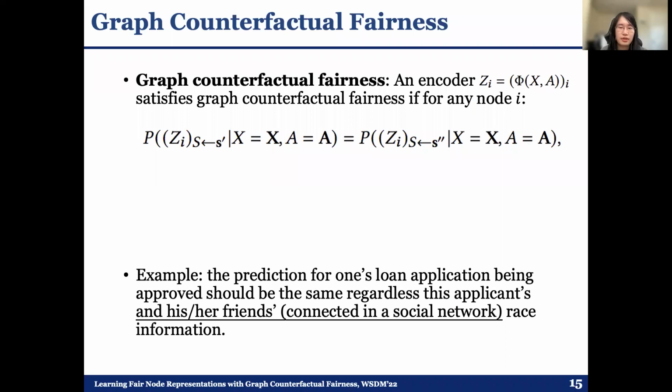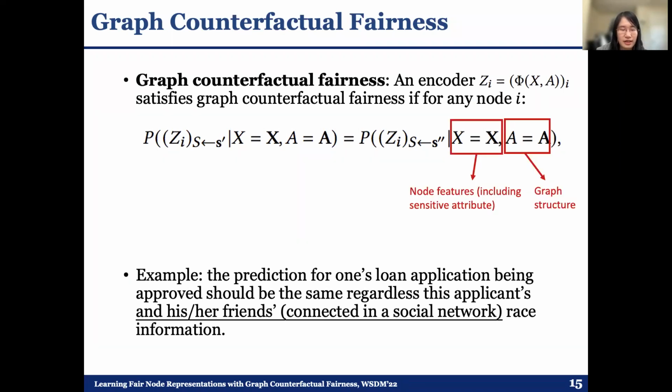So considering these cases in this paper, we propose a fairness notion to extend the counterfactual fairness notion on graphs. Here, an encoder should satisfy graph counterfactual fairness if for any node, its learned representation stays the same, regardless of how we perturb the sensitive attribute value of itself or any other nodes on the graph.